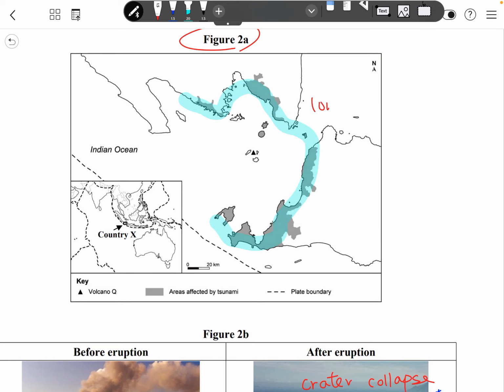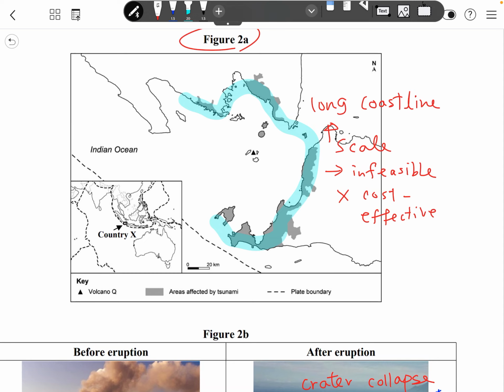However, for the against point, why do we think it's not workable? You can see this is a large, long coastline. Very long coastline. So the scale should be very large. So it's not feasible. 講咗好多次呢個 keyword, not feasible or not cost effective to plant. So it's impossible to plant a lot of vegetation. So even once we plant it, we still have the tsunami attack.